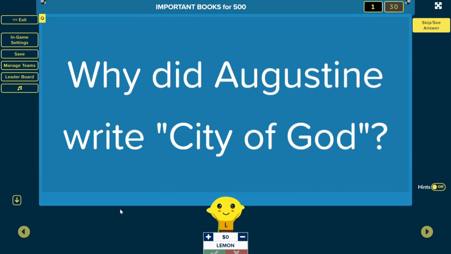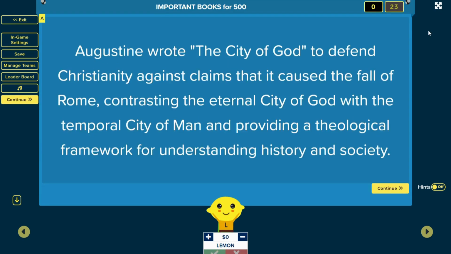Why did Augustine write The City of God? Augustine wrote The City of God to defend Christianity against claims that it caused the fall of Rome, contrasting the eternal city of God with the temporal city of man and providing a theological framework for understanding history and society.